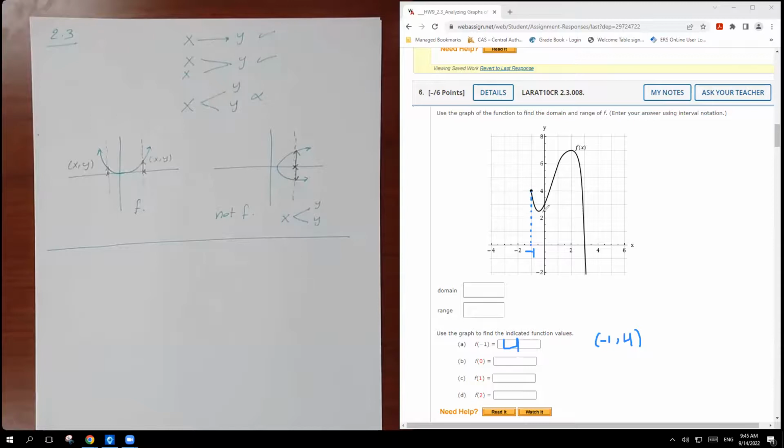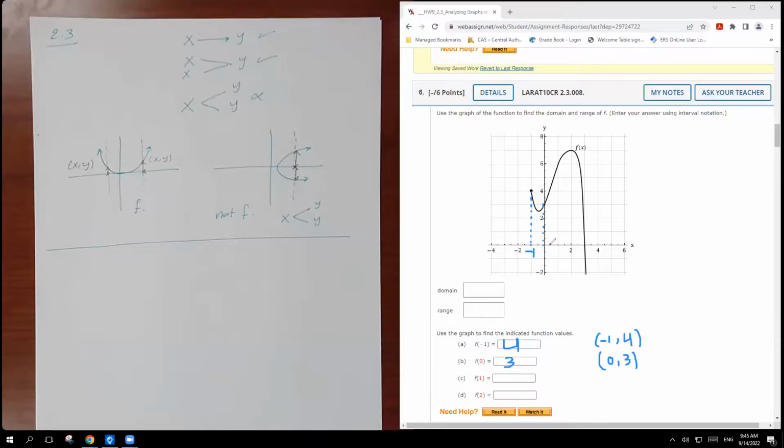The second one, f of 0. Here is the 0. I'm not going to go down because the graph is on the top. So I'm going to go on the top to this point, which is 2. So this is a 3. So when x is 0, y is a 3. I'm going to write down a 3 here.